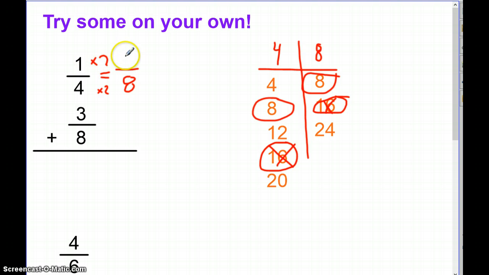2 times 1 is 2. So now we can cross off 1/4, and we can add 2/8 plus 3/8 because our denominators match. Our denominators are the same. So 2 plus 3 is 5. Our final answer is 5/8. And hopefully we're becoming pros, and we know that 5/8 is already in simplest form. We don't even have to simplify.